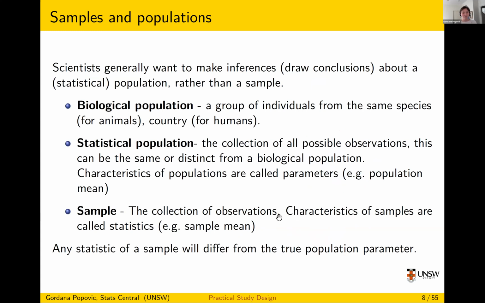The sample is just the collection of observations that we observed, and the characteristics of a sample are called statistics. So the sample mean is a statistic, and this is where the word statistics actually comes from. We calculate statistics from a sample, but we are never actually interested in the sample mean. The sample mean is just the mean of that sample. We're interested in the population. We want to know how well we can estimate the population mean if we have this sample mean, and that's what statistics is all about.